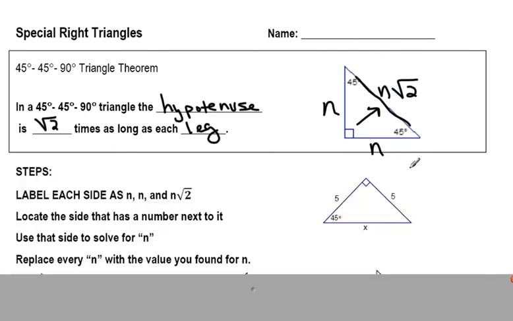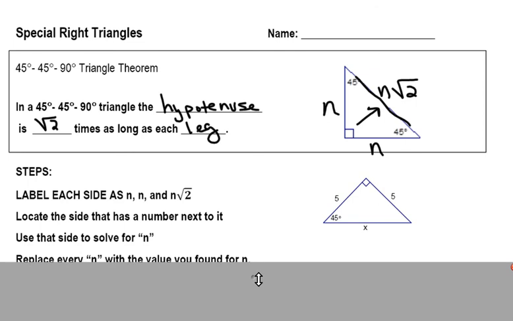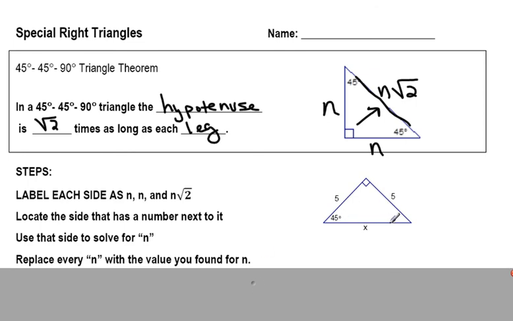Okay, so when you're given a special right triangle, the way to identify it is to find each missing angle measure. So you have 90 degrees here, 45 degrees here. Subtract those two from 180. You're going to get 45. So this is a 45-45-90 triangle.